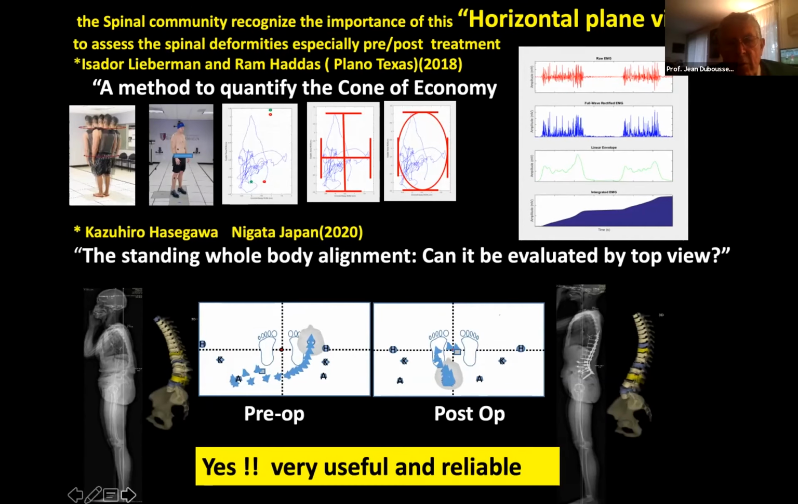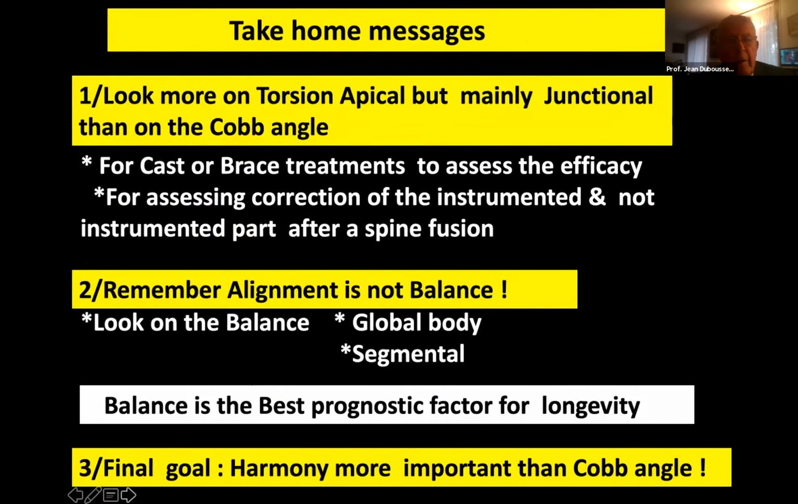It can be evaluated by the top view, and you see if you look to the slide, to the bottom part of the slide, you see very well the shape, including the head, including the knee, including the feet. It is very useful and reliable. So look more on torsion apical, but mainly junctional than the Cobb angle. Forecast brace treatment to assess the efficacy for assessing correction of the instrumented, not instrumented part of the spine.